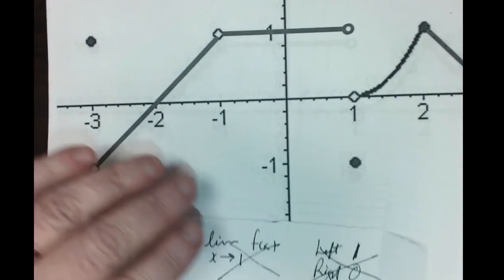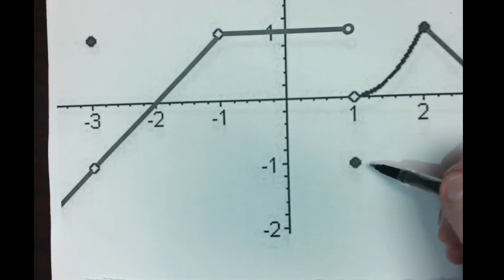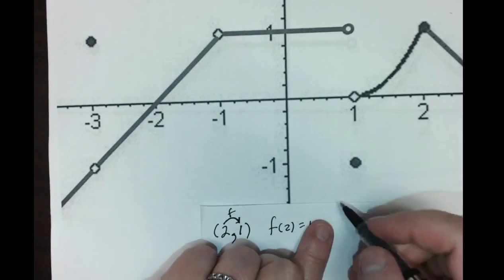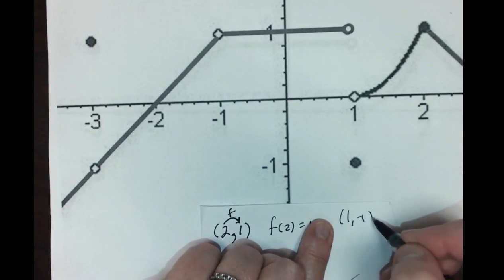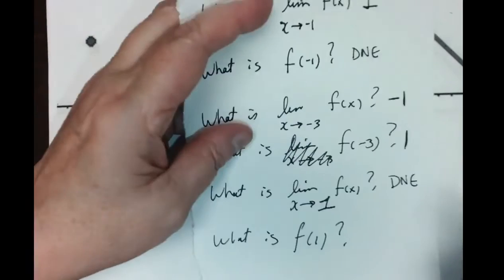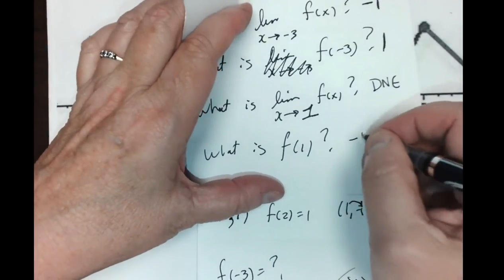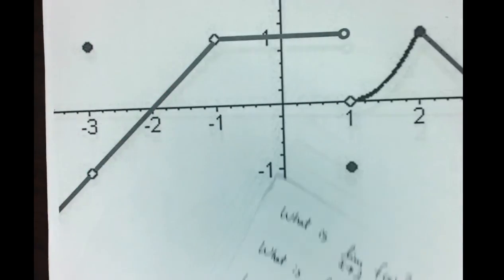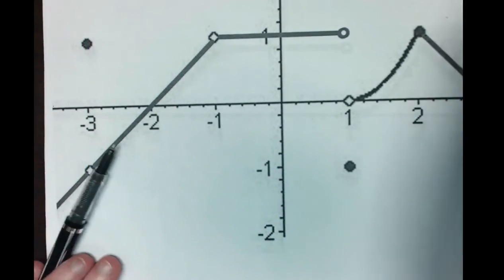And what is f evaluated at 1? Well, I find the point whose x coordinate is 1, and we can see that the point (1, -1) is on the graph, and f maps the x coordinate into the y coordinate. So f evaluated at +1 is equal to -1. And that answers those questions for this particular video.